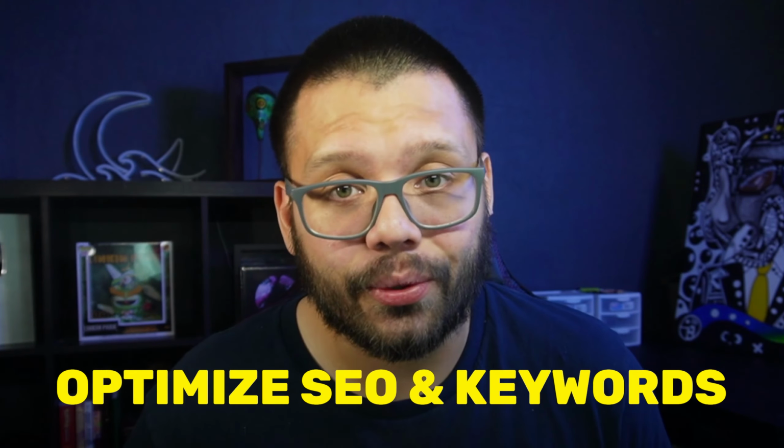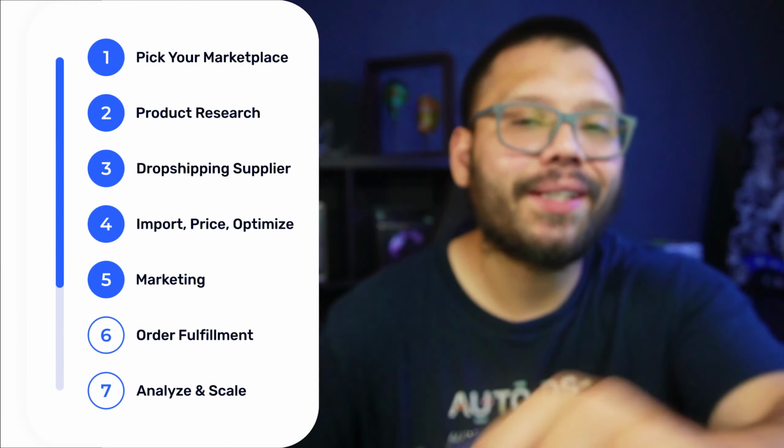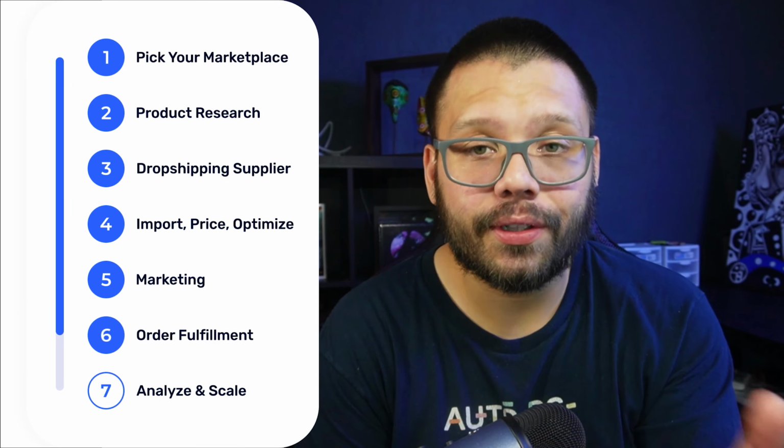But another thing that you can do is optimize your SEO and your keywords. You want to make sure that in your descriptions, your titles, and your tags, you have keywords that people are looking for. So that way, whenever anybody looks for these different types of phrases, these terms, or these keywords, your products pop up. All right, step number 6, you need to start fulfilling your orders.